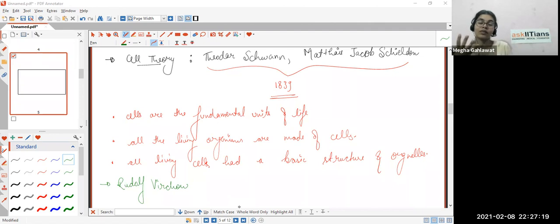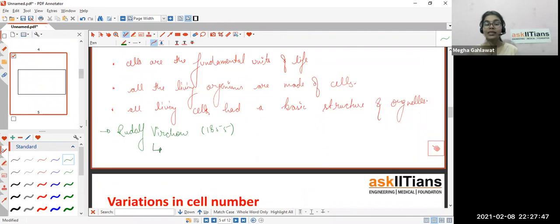All the living organisms are made up of cells except the viruses, okay? Because viruses are present on the border of living and non-living. So we'll discuss those later, right? But we did not come to know from these points where the cells came from, right? So Rudolf Virchow was another scientist who came up in 1855 and explained that cells came from pre-existing cells.